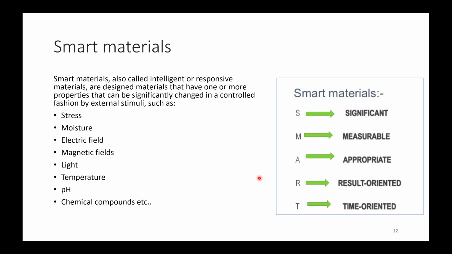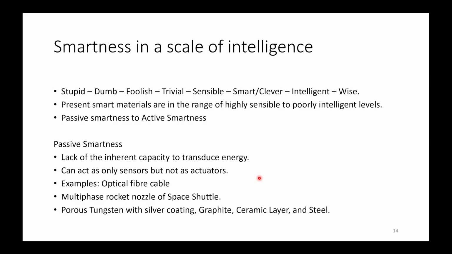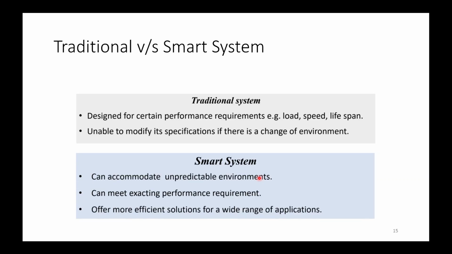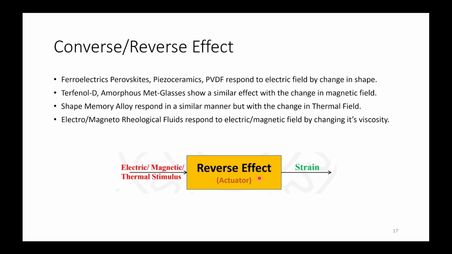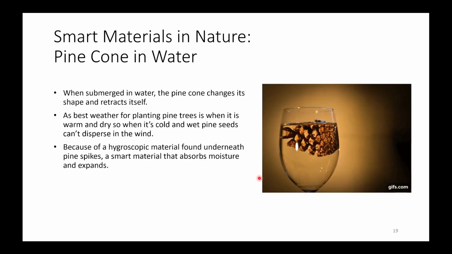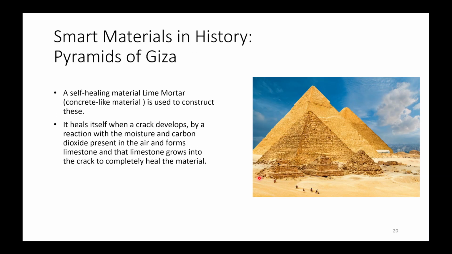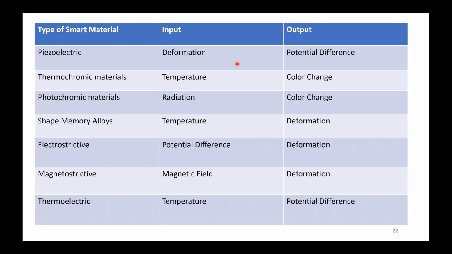This is what we talked about. Firstly, what are smart materials, features of smart materials, scale of smartness, traditionally smart systems, direct effect, converse or reverse effect, why smart and actuators, smart materials in nature, smart materials in history, then when the first smart material was discovered. These are the various classes of smart materials.